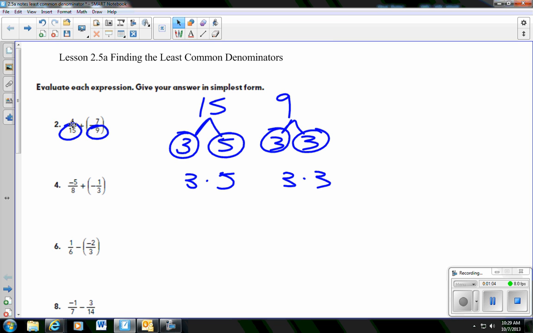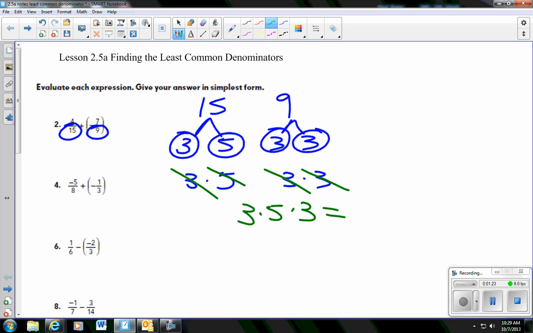So then we use these prime numbers to help us find the least common multiple of 15 and 9. First we look for doubles. We have a pair of 3's, write down a 3. We have no other pairs, so we look for singles after that. We have a single 5, bring it down, a single 3, bring it down. Then we multiply all of those together and we get 45. So 45 is the LCM, or least common multiple, of 15 and 9, which means our least common denominator for these fractions would be 45.